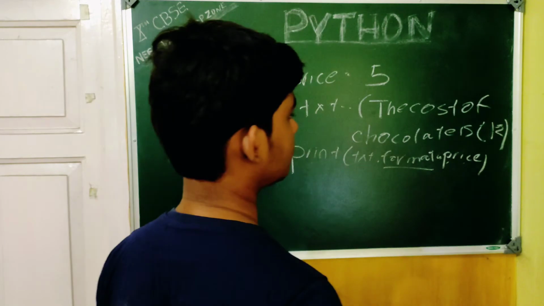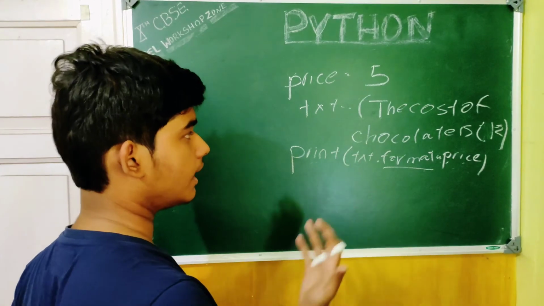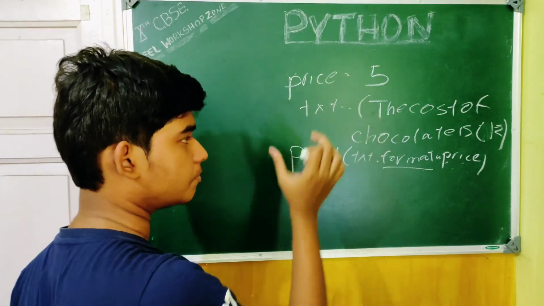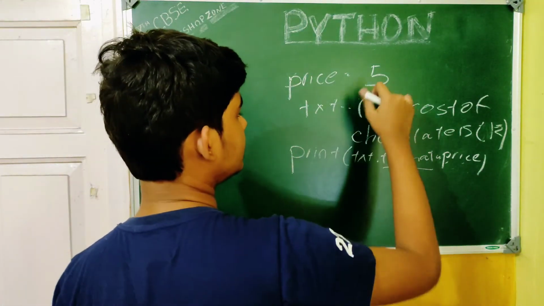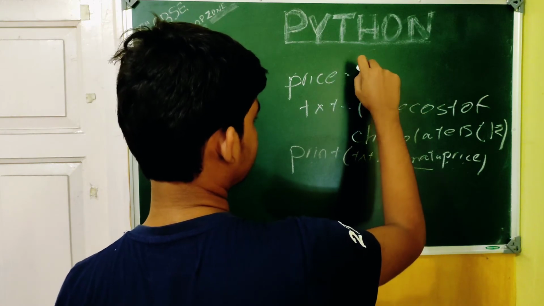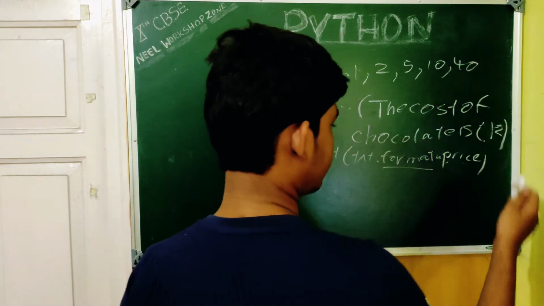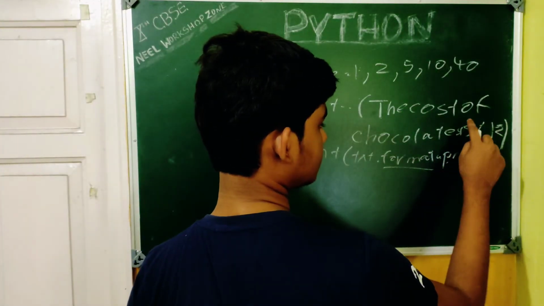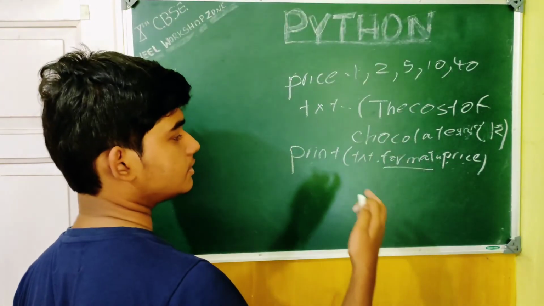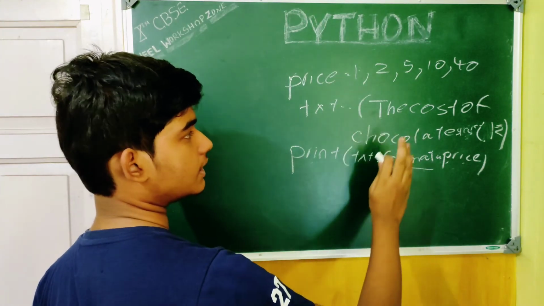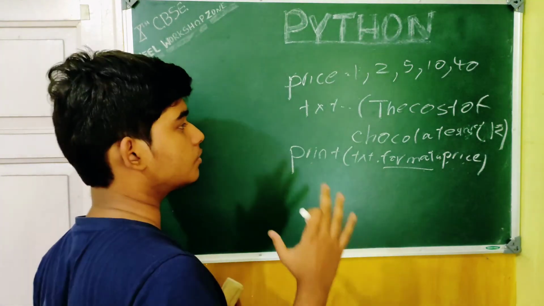Now let's take another example. Imagine you buy multiple chocolates of different costs. Do you have to write multiple values of price 1, price 2, price 3, or is there a simpler way? The answer is there is a simpler way. What you can do is write multiple values, price 1, 2, 5, 10 and 40. And here you can write the cost of chocolates are. Now if you print it, it will print the cost of chocolates are 1, 2, 5, 10, 40 rupees. So you can add multiple values as well to format strings.